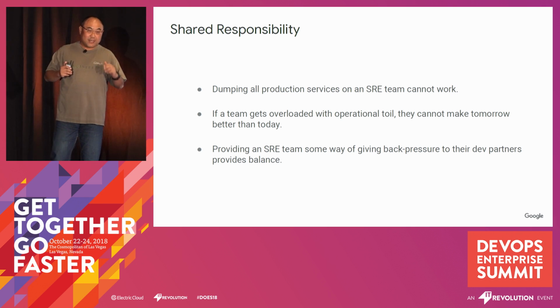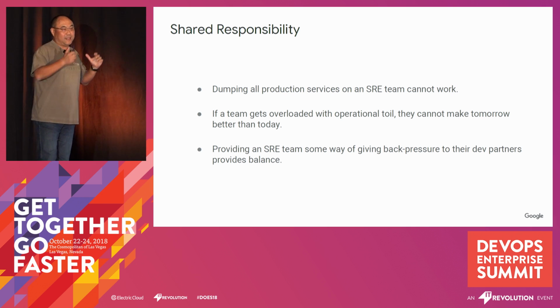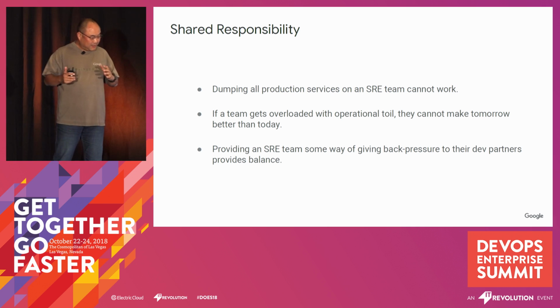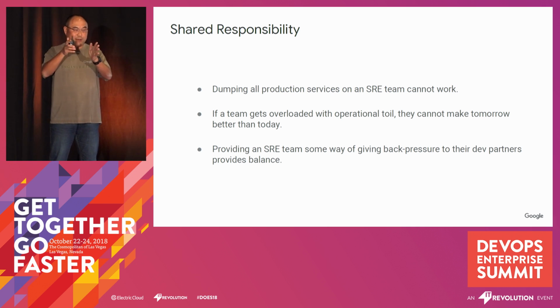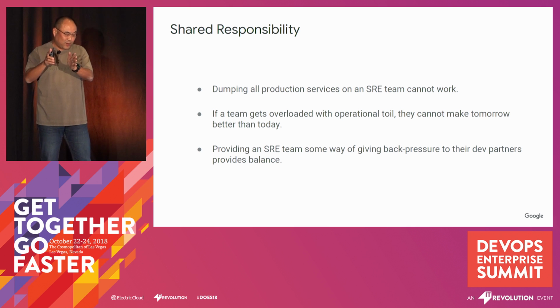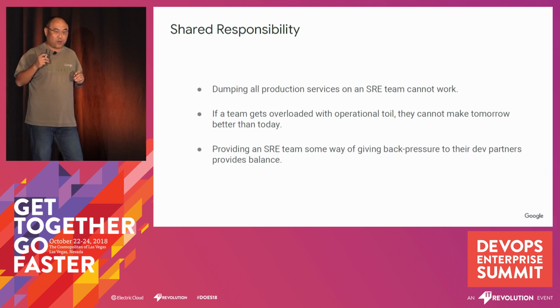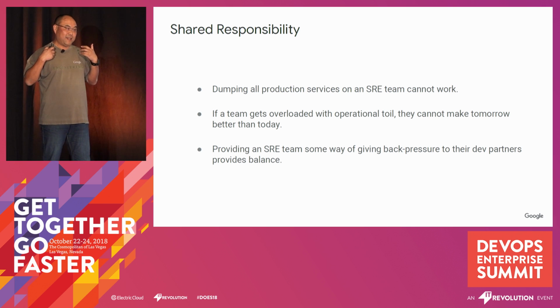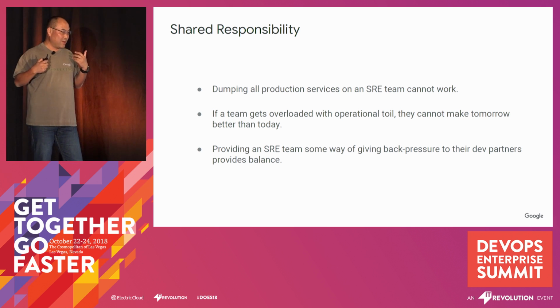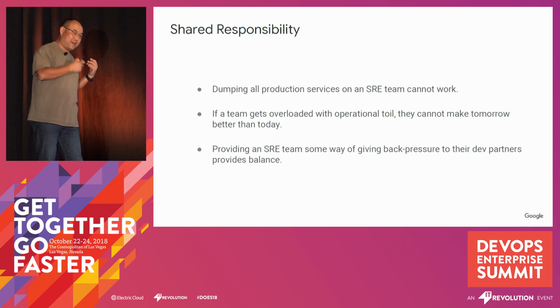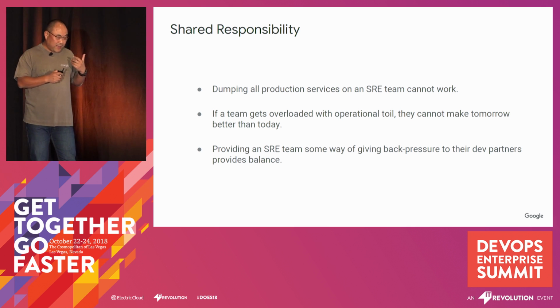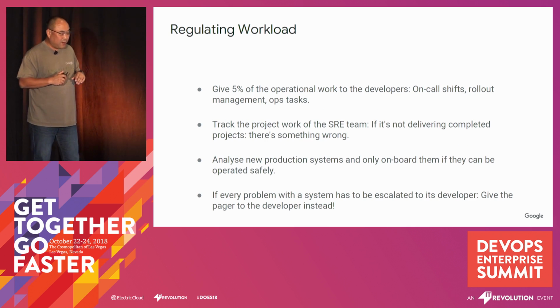This way, they have to think about it, and then after that, as we said, they have to pass certain bars, reliability and other bars, before we take it over. But it also means that we can control our workload. If we are overloaded, there's no way for us to write code to improve, to do the project work, to make tomorrow better than today. So this way we can control it. We can regulate our workload.